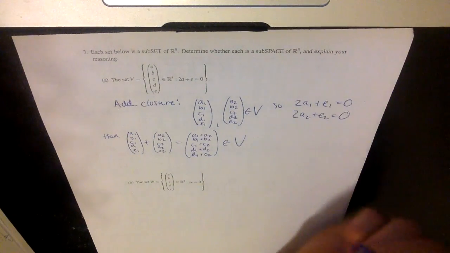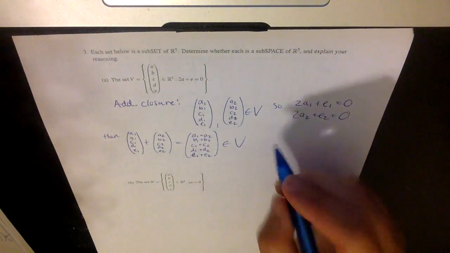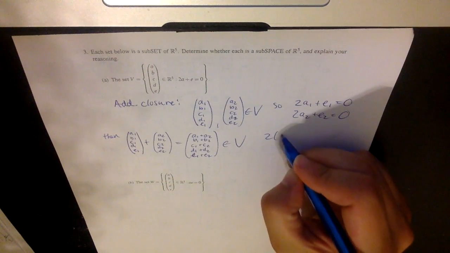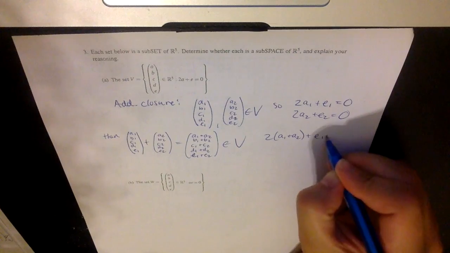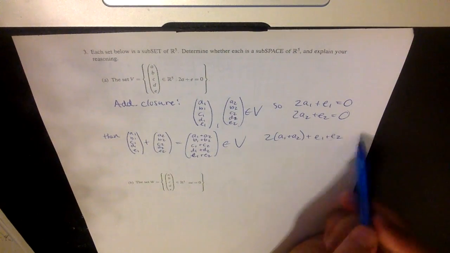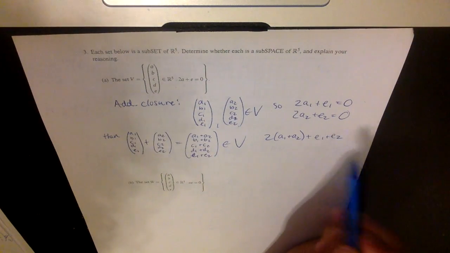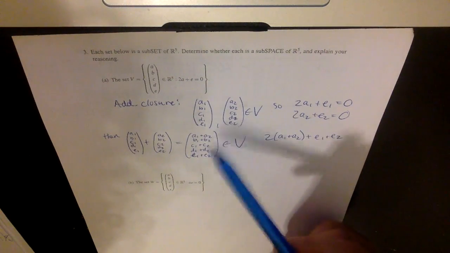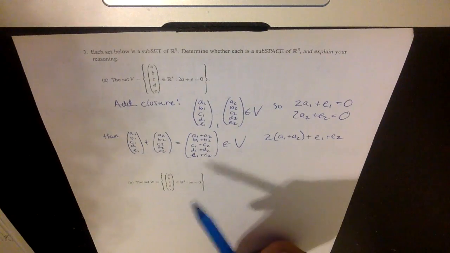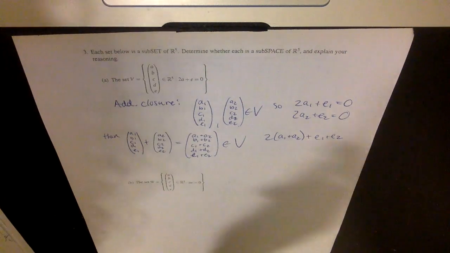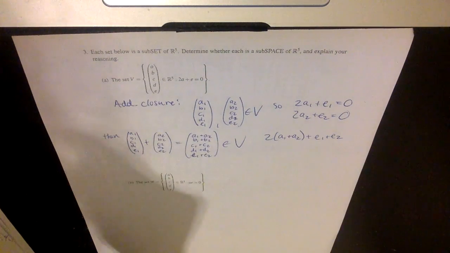And it is in the set. We need to check why. So we want to take twice the first component plus the last component and see if we can simplify this until we know that it's 0, meaning that this vector is then in the set. So if this vector has twice the first component plus the last component equal to 0, we know that it's in the set and it will satisfy additive closure.